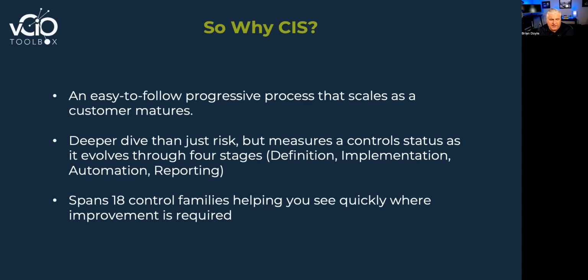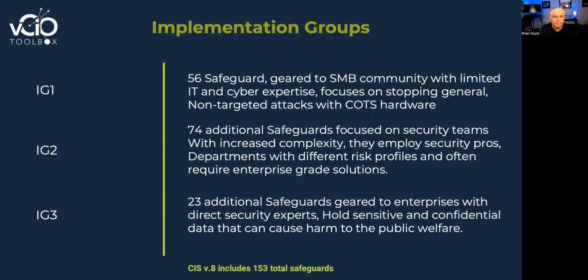And the other thing I like is it really spans 18 different control families that helps you see quickly where improvement is needed. Much like the CSF that has the five domains, the five different functions that you're managing to, this, when you scorecard it out, really gives you the ability to see the 18 control families and identify if there are any control families that are subpar at a glance and really helps you work through this process. And it certainly helps with communicating with your customer as well.